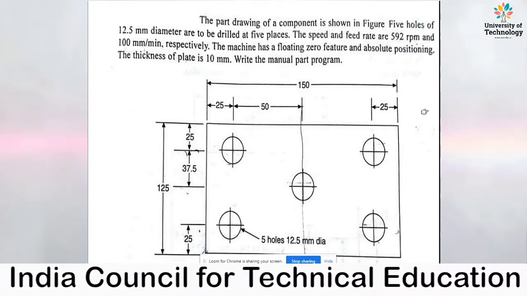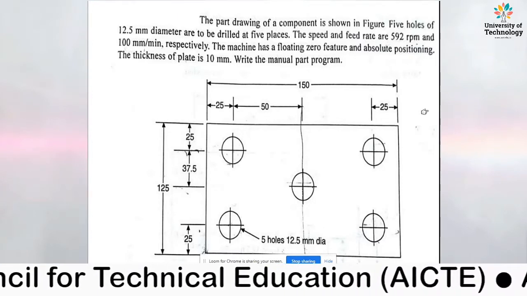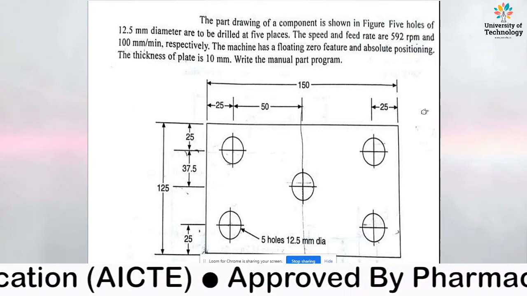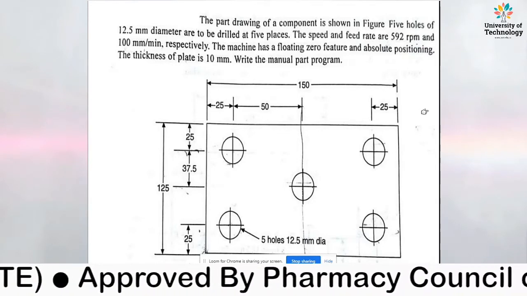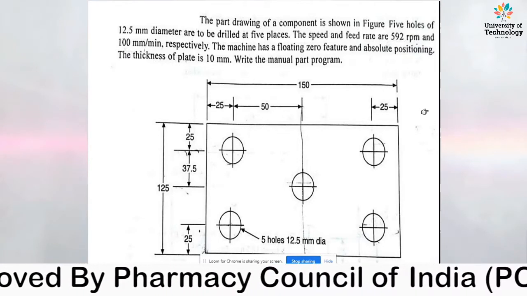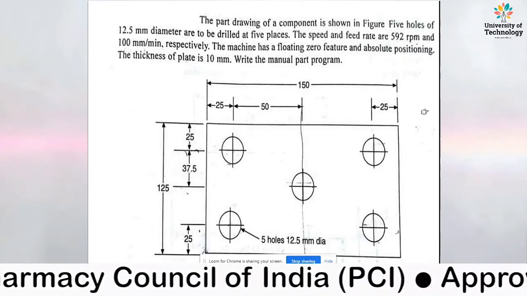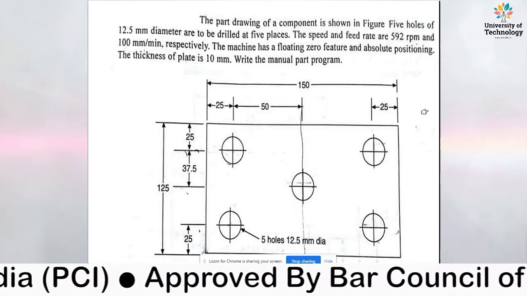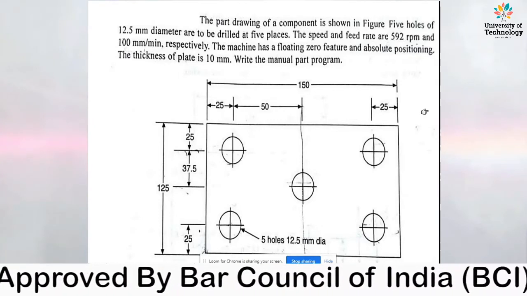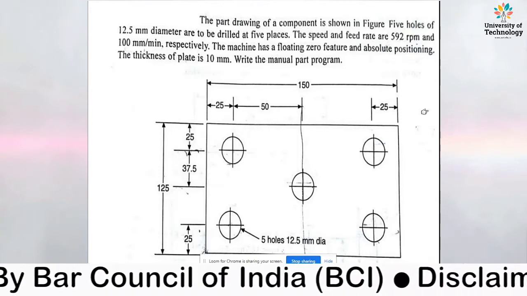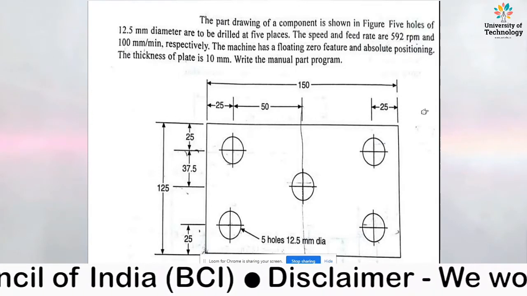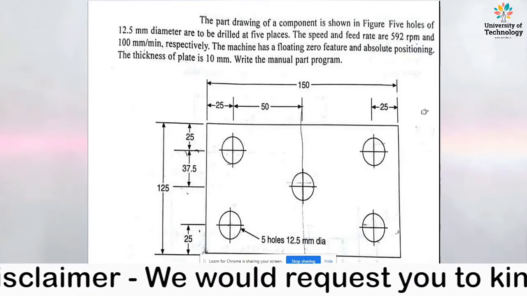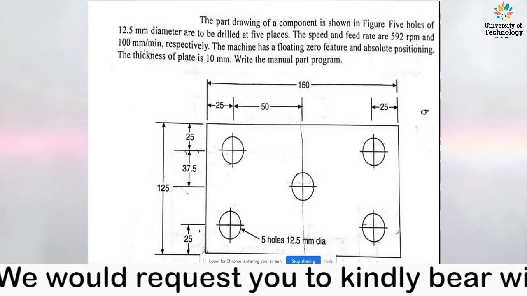The part drawing of a component is shown in the figure. Five holes of 12.5 mm diameter are to be drilled at five places. The speed and feed rate are 592 revolutions per minute and 100 mm per minute respectively. The machine has floating zero features and absolute positioning. The thickness of the plate is 10 mm.